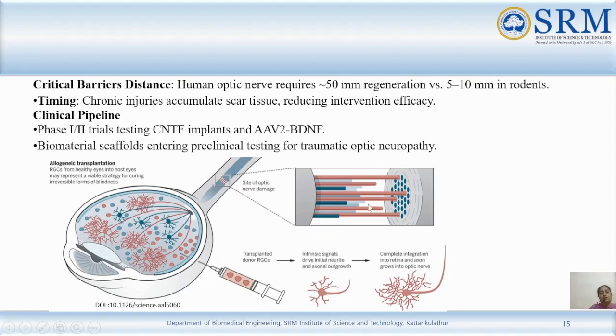Here it shows a site of optic nerve damage, and in this case an allogeneic transplantation. Basically, retinal ganglion cells are taken from a healthy eye into the host eye, which may represent a viable strategy for curing irreversible forms of blindness. RGCs are transplanted from a donor and receive intrinsic signals, and this will drive the initial neurite and axonal outgrowth. Once the neurite and axonal growth happens, there is complete integration into the retina, and the axon grows into the optic nerve. Thereby it is possible to regenerate the optic nerve and help in fixing the optic nerve damage.